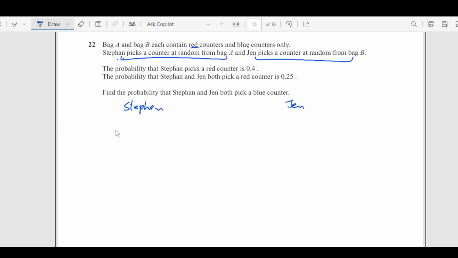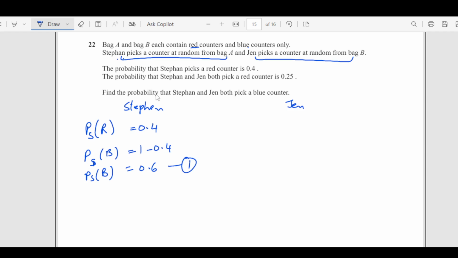The probability that Stephen picks a red counter is 0.4. So the probability of red picked by Stephen, I will put S here, is 0.4. Then the probability of Stephen picking blue will be 1 minus 0.4, that is 0.6. We will need this later. The probability that Stephen and Jen both pick red is 0.25. Find the probability that Stephen and Jen both pick blue.